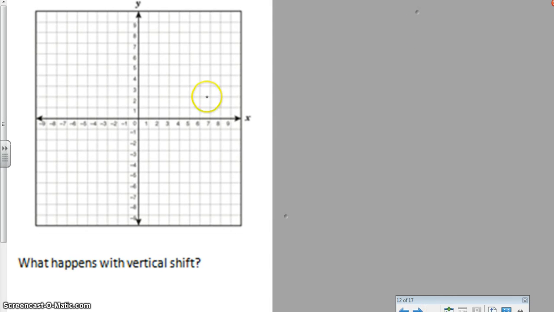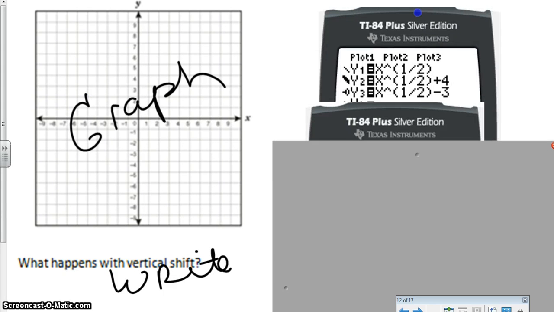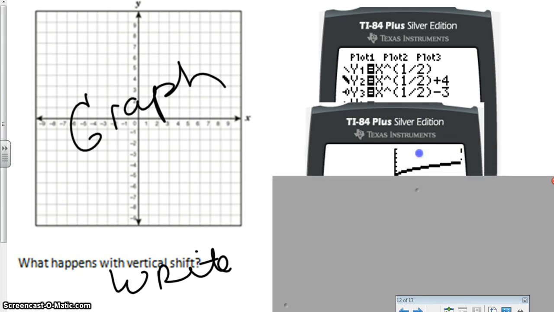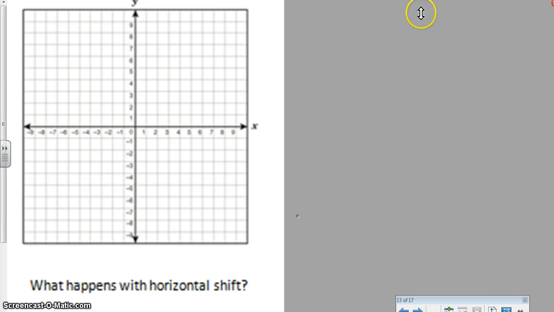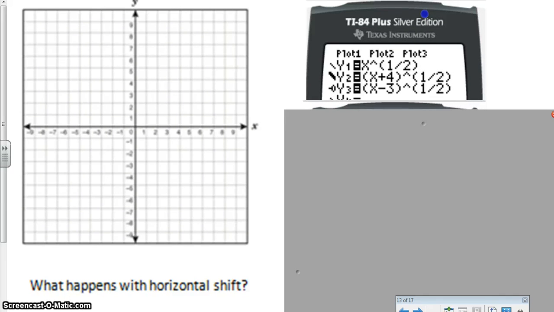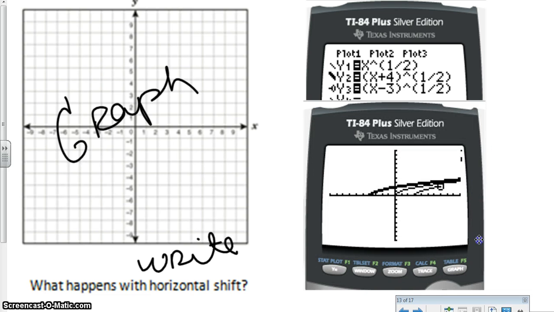What about a vertical shift? Well, let's go ahead and put this information in. Pause the video after you make sure that your parentheses are in the right place. And then hopefully you have all of this information on your parent function book. Okay, horizontal shift. Graph, right, and that's right, check to make sure we match.